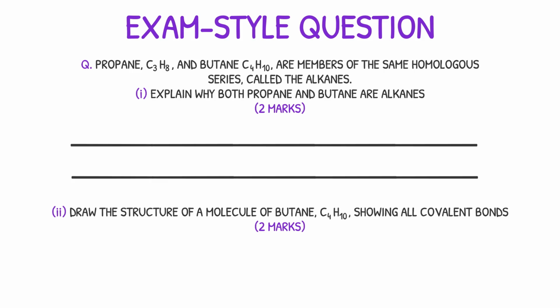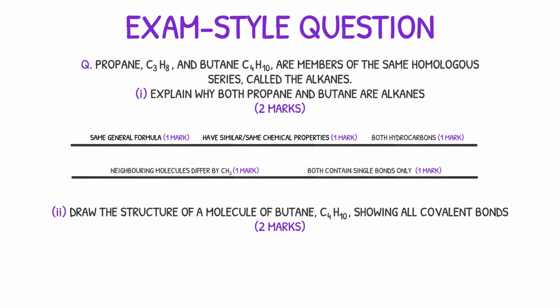This question is a nice, straightforward one. If butane and propane belong to the same homologous series, the same family, then what features relate them? There are more than 2 answers you can give for this question to achieve the full marks here, all of which we have discussed in this video. So, if you mention that they both have the same general formula, give yourself the mark here. If you mention that they have similar or the same chemical properties, then that is worth a mark too. A mark is also awarded for stating that they are both hydrocarbons, that neighbouring molecules differ by CH2, and that they both contain single bonds only.